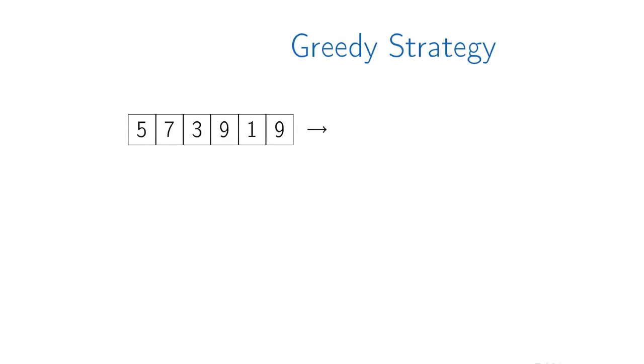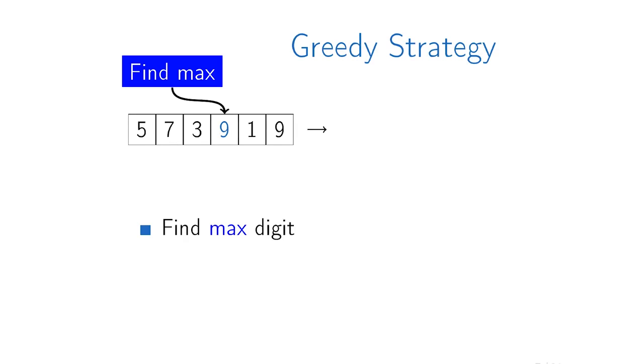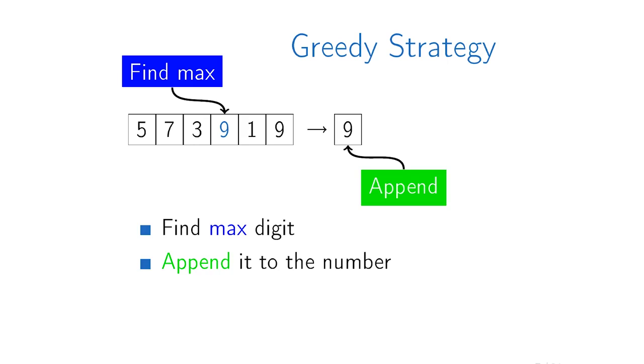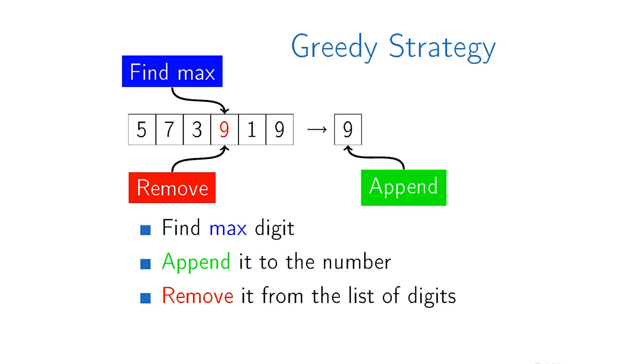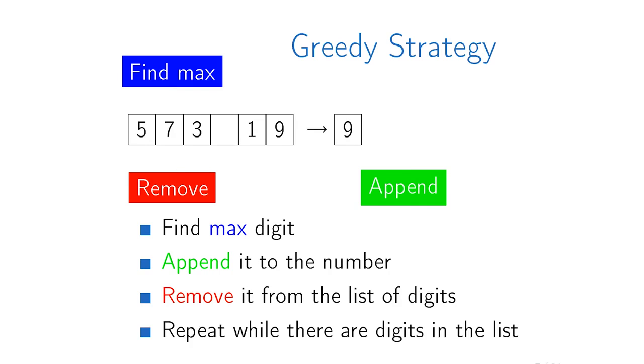So, the greedy strategy is: start with a list of digits, then find the maximum digit in the list, append it to the number, and remove it from the list. And then repeat this process until there are no digits left in the list. So on the next step we will find the largest digit, which is again 9. We will append it to the number to the right and remove it from the list. Then we will find 7 as the largest digit, append it to the right and remove it from the list.